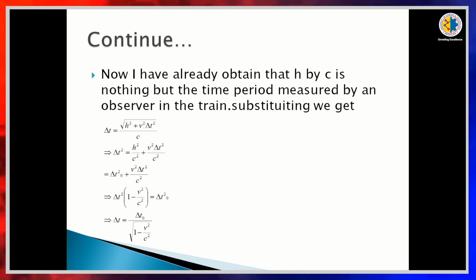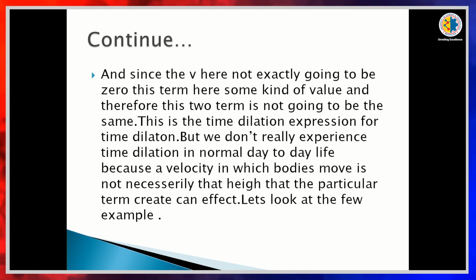Delta t is the time period when the train is moving in a certain direction with a particular velocity, and delta t naught is the time period between the two events, bulb and detector, when the train is at rest. Now we say that delta t is not equal to delta t naught, and since this term is not exactly going to be 1, these two terms are not going to be the same. This is the expression for time dilation.